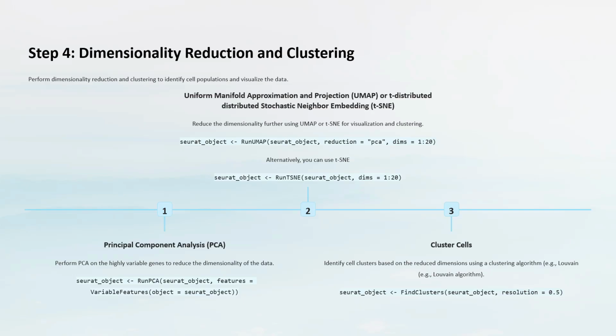Then we move on to dimension reduction and clustering, to identify cell populations and visualize the data. Uniform Manifold Approximation and Projection, UMAP, or t-distributed stochastic neighbor embedding, are used. We are going to reduce the dimensionality using UMAP, and for visualization and clustering we are going to perform PCA. PCA reduces the dimensionality of the data, and then we make clusters of cells, identifying the cell clusters based on the reduced dimensions using a clustering algorithm, which is the Louvain algorithm.